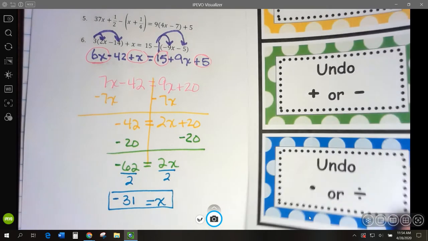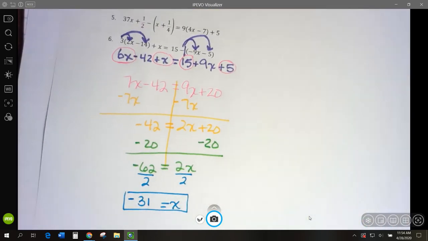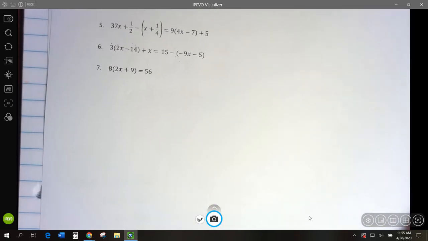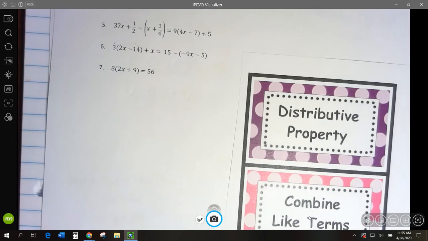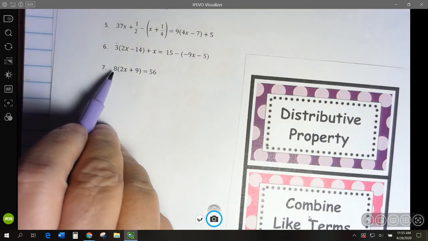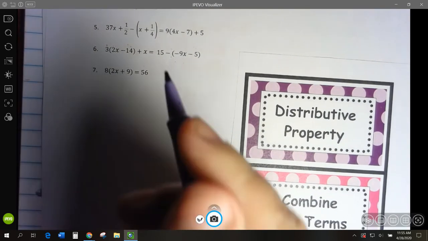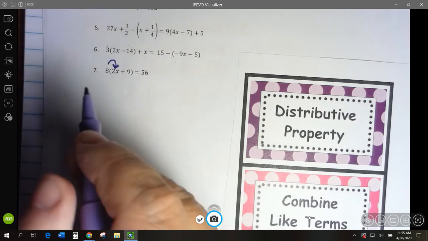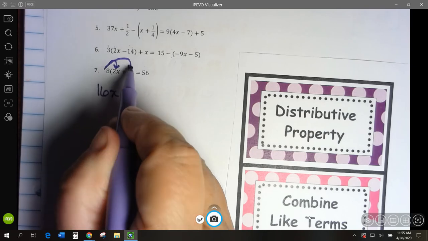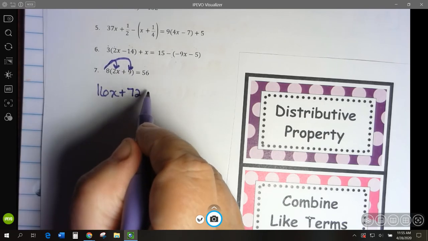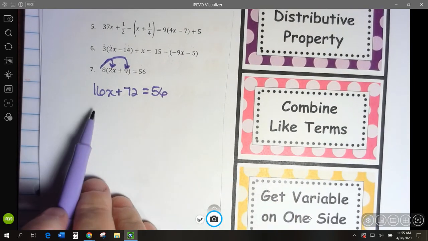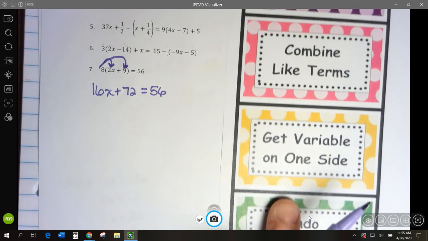And our last problem for today, maybe the easiest one or the less complicated one for our last. Distributive property, we have that. We're distributing 8. 8 times 2x is 16x. 8 times 9 is 72 equals 56. We don't have any like terms to combine on the same side.